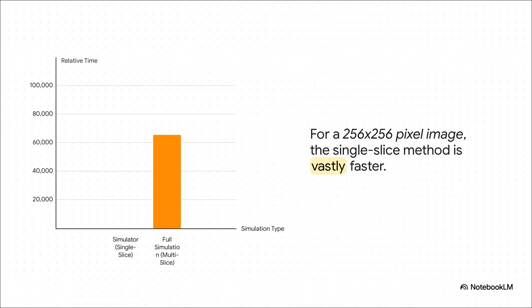And this chart puts that number into perspective. For every single image that appears instantly on your screen in the simulator, a full traditional simulation would take, well, 65,536 times longer. That is the breakthrough. That's what takes this technology out of a supercomputer lab and puts it right into a browser tab.